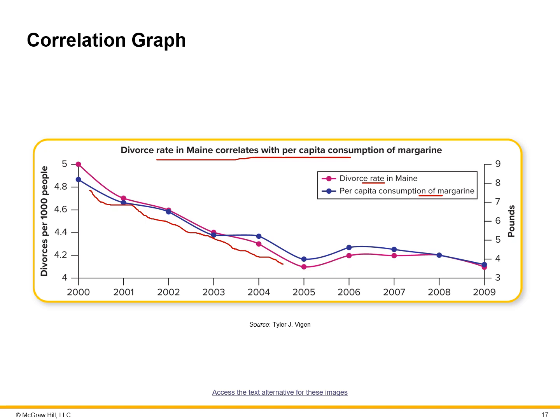But again, then you would have to design an experiment, treat some groups that would have a lot of margarine, others that wouldn't, and determine then the divorce rate.